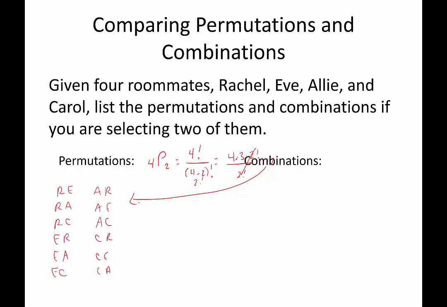For combinations here, order doesn't matter. So if Rachel and Eve are chosen, that's it. That's the only possibility with Rachel and Eve. We would not also put Eve and Rachel, that's the same combination. So we would say Rachel Eve, Rachel Allie, Rachel Carol, Eve Allie, Eve Carol, Allie Carol. And here, for combinations, we would have 6 combinations. So we can see in this particular example, we have twice as many permutations as we do combinations, and that's not always the case. It just so happens that the repetition is by 2.